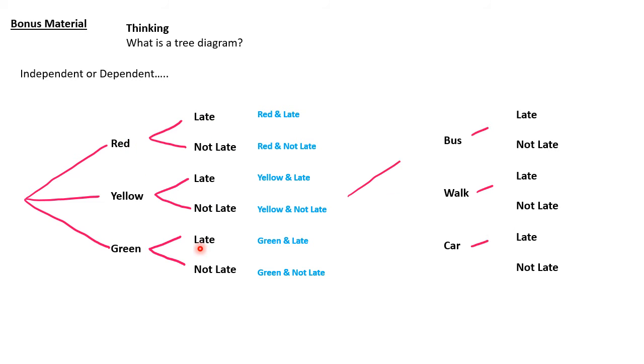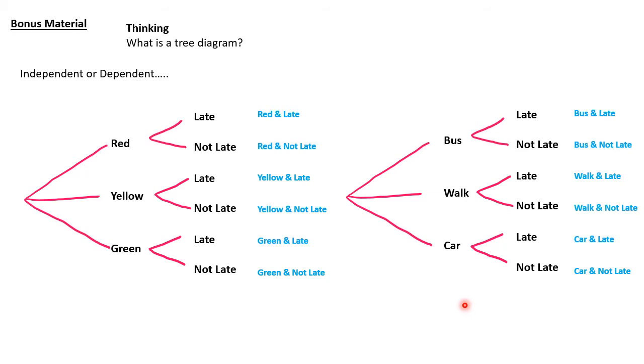If we have a look at this second tree diagram, this is where I've got a choice of whether I could get on the bus, I could walk, or I could take the car. And again, if I get the bus, there's still a chance I could be late or not be late. If I walk, there's a chance I could be late or not late, and the same with the car. So I've got these 6 options still: my method of transport, and whether I'm late or not late.